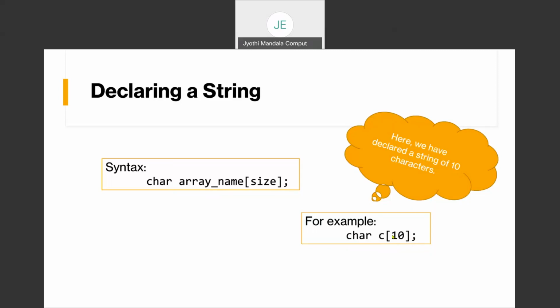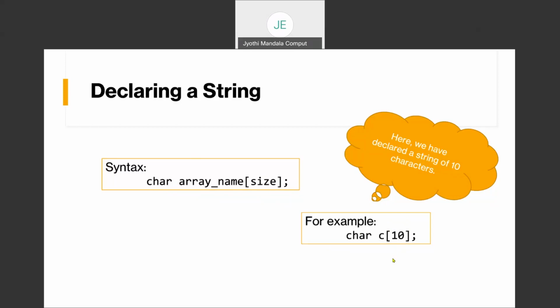Got it, all of you? So here I have told 10, which means I will be storing 10 characters, and the last location is given for \0. So this is how declaration can be done. You need to use the data type called char, and you need to specify the array name and the size. I hope you all are clear with this declaration of your string, right?